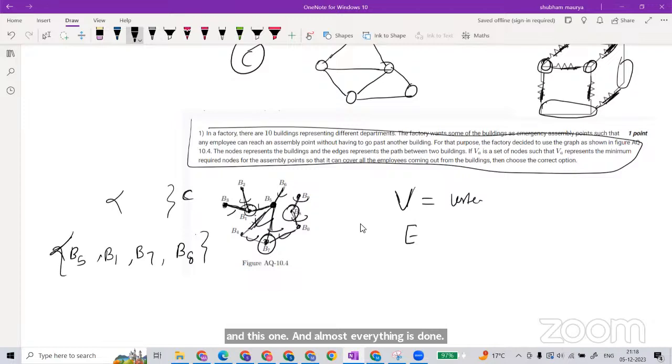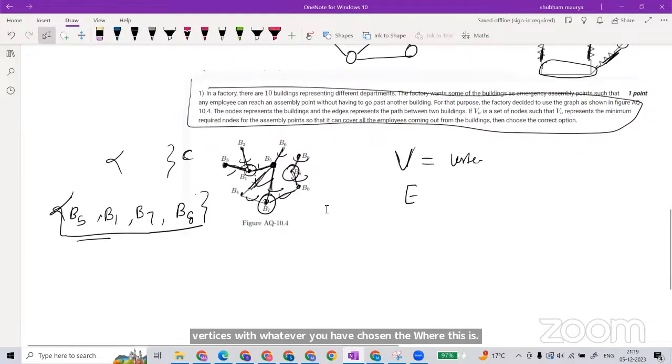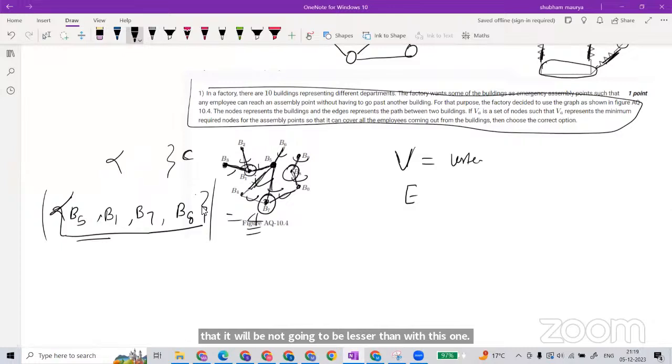Is there any cover smaller than 4? If you try to choose 3 vertices, is there such a set of 3 vertices that will cover all the edges? Here I mean we try to choose vertices that will cover not almost all, but all the edges. If you try to do that, it is not going to be lesser than this one. If you count the cardinality, it is going to be 4. So the minimum vertex cover is going to be 4.